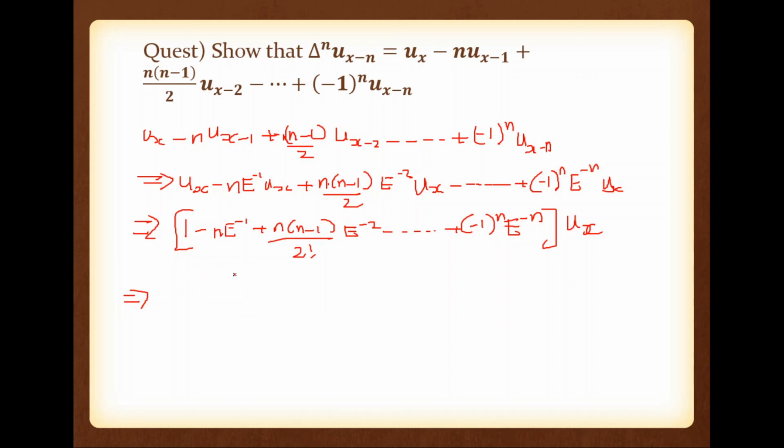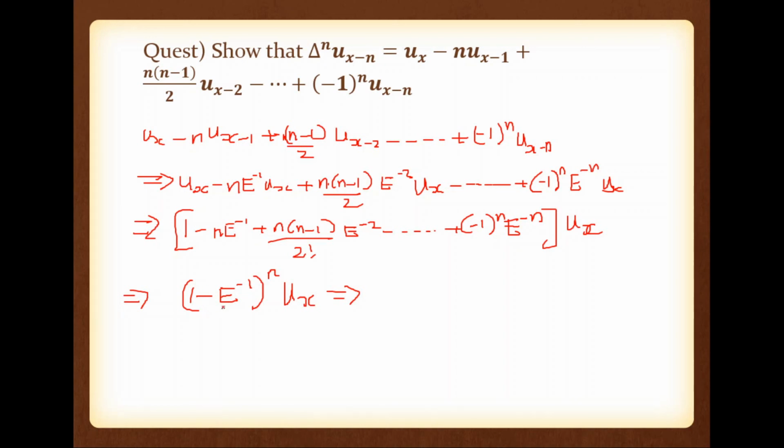You can see that this is (1 minus e raised to minus 1) whole raised to n into u of x. So please note that the square bracket is the expansion of this one, (1 minus e raised to minus 1) all raised to n into u of x. Okay. Now my question is, what is 1 minus e raised to minus 1?